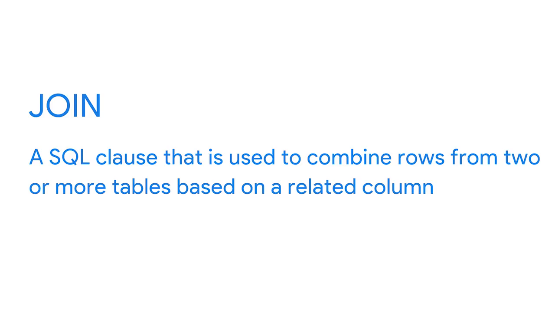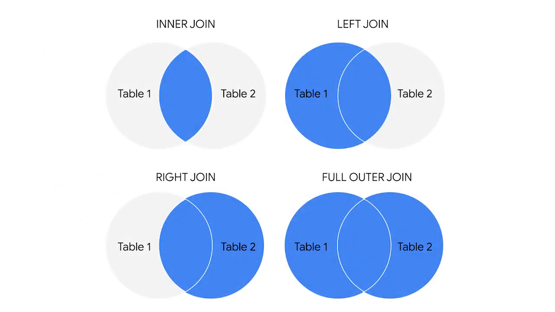Let's get started. Join is a SQL clause that's used to combine rows from two or more tables based on a related column. Basically, you can think of a join as a SQL version of VLOOKUP, which we just covered. There are four common joins data analysts use: inner, left, right, and outer. Here's a handy visualization of what each join actually does. We'll use these to help us understand these functions.